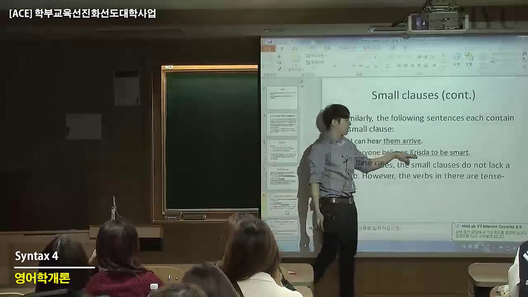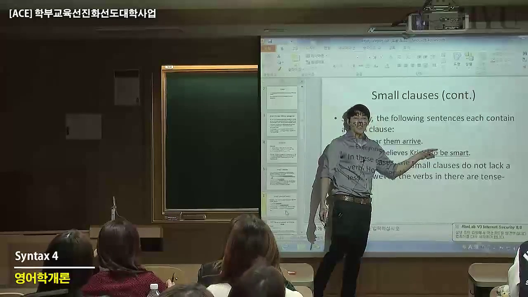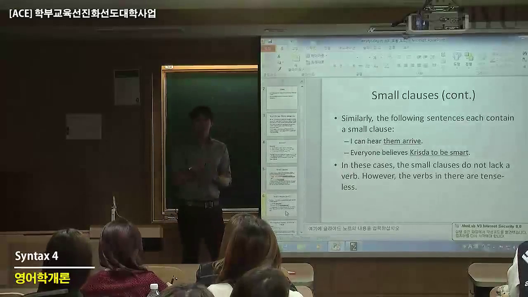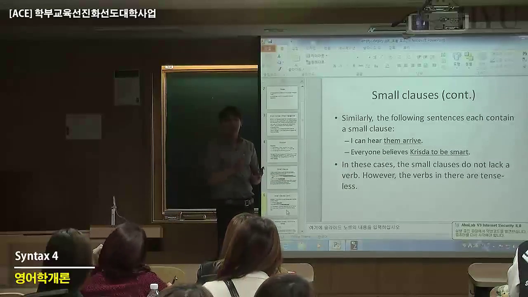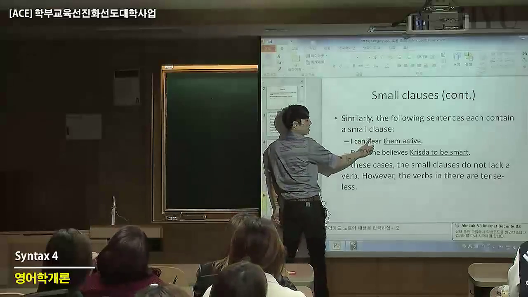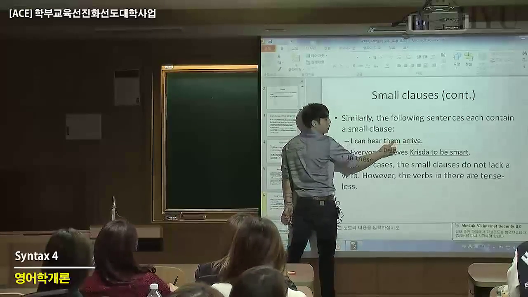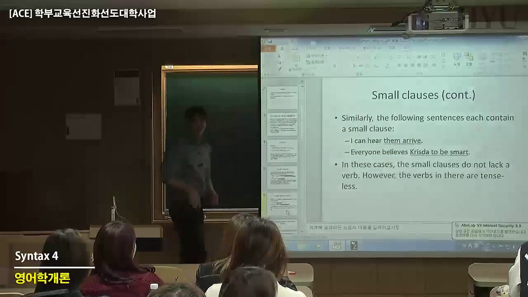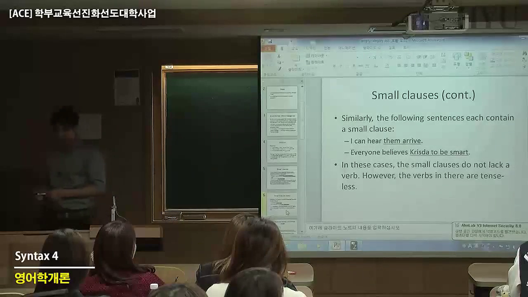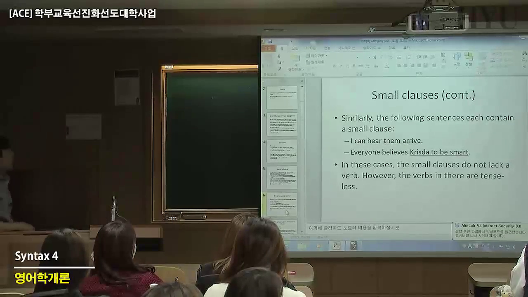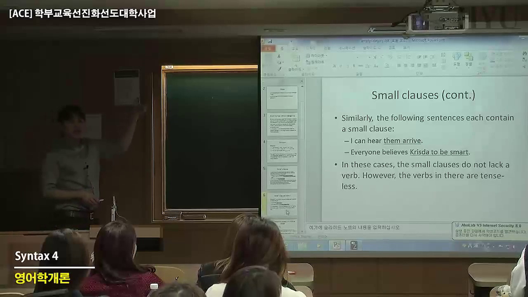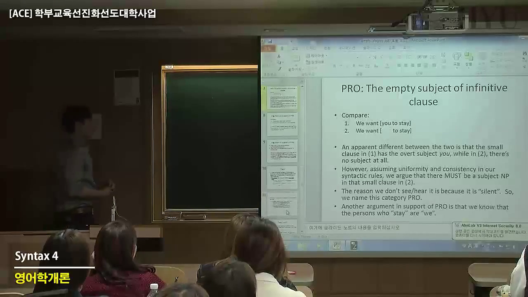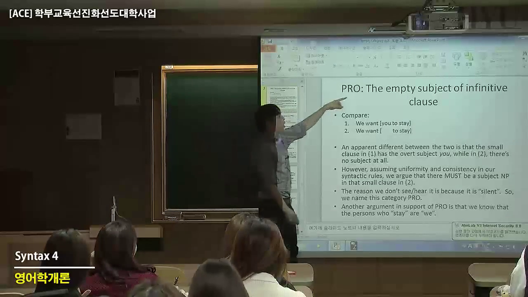Or everyone believes Krista to be smart. Here, to be is what we call an infinitive, right? So you don't have any tense there. But the structure is still the same. The V is here, and then this is a CP with C unfilled, and then them as an NP subject, right? And arrive as the VP. So the idea is the same as the small clauses that we saw earlier. Same structure.